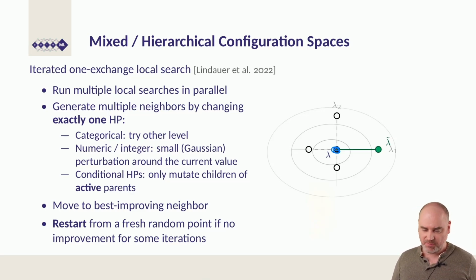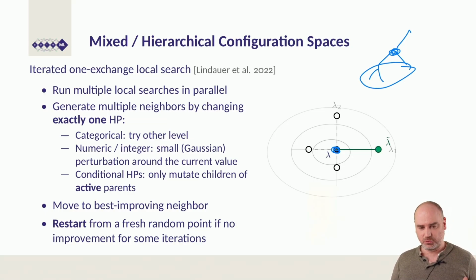And if we have conditional hyperparameters, it's a little bit more complicated, but not that much. We would only mutate children of active parents, and everything else we would not allow to mutate. And if some parent parameter gets activated or deactivated, then we activate or deactivate the children accordingly. So if we have this tree structure of hierarchical dependencies, and we change something here, we in a certain sense repair everything that's down below.